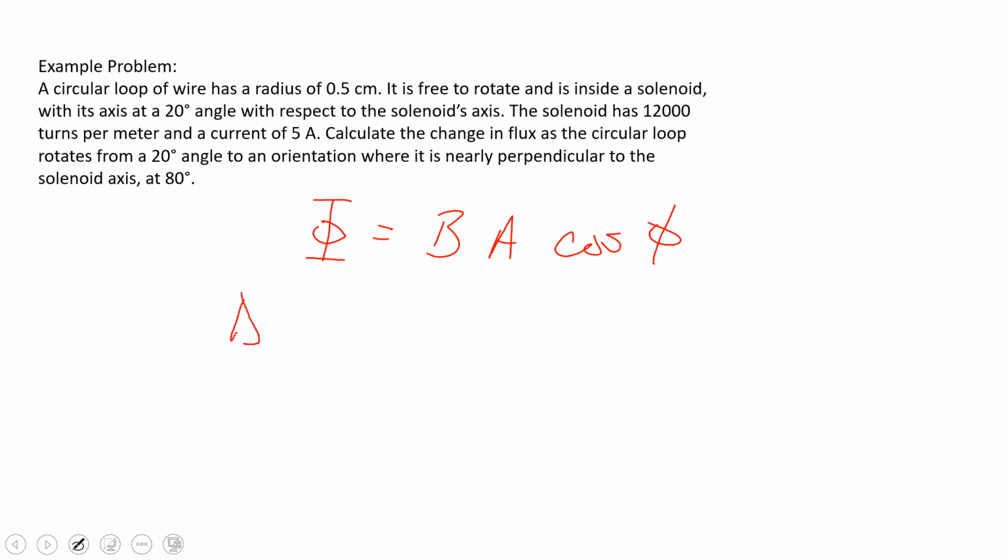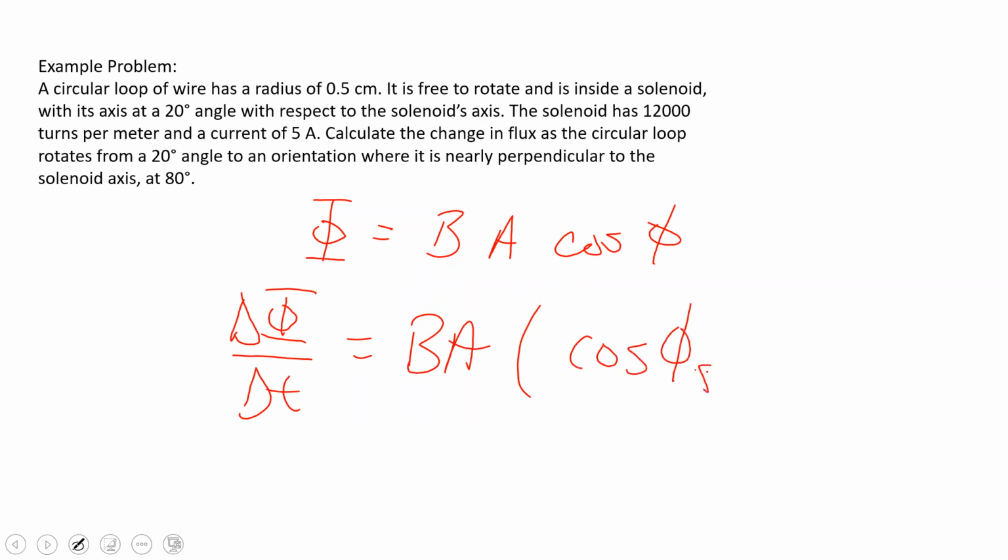So our change in flux is going to be the change in the flux over the change in time. The field is constant, it's caused by something else. And the area is constant because the coil is rotating, it's not stretching. And so it's going to be B A times cosine phi final minus cosine phi initial.